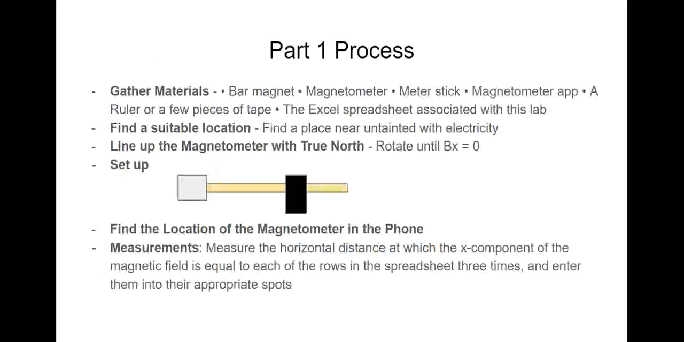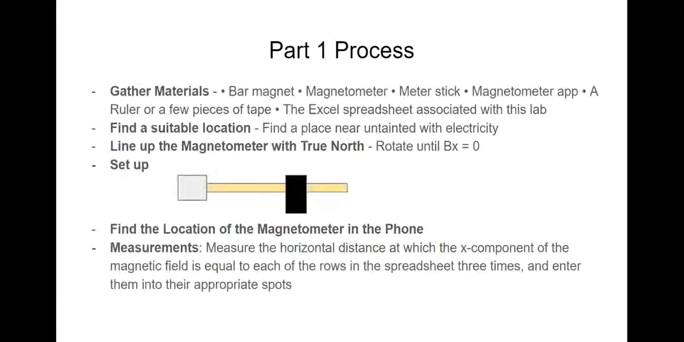Next, you must line up the magnetometer with true north, or rotate it until the Bx component of your magnetometer is equal to 0, so that you don't have to worry about the magnetic field of the Earth. Next, the setup. What you need to do is take the ruler and the actual magnet, and then set them up perpendicular to your phone pointing true north, so that you can make sure you have everything lined up.